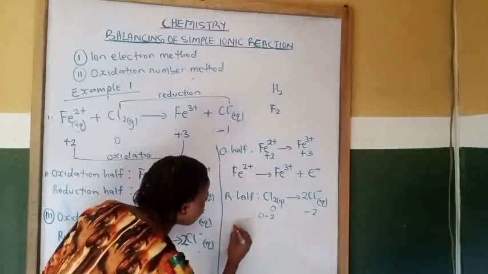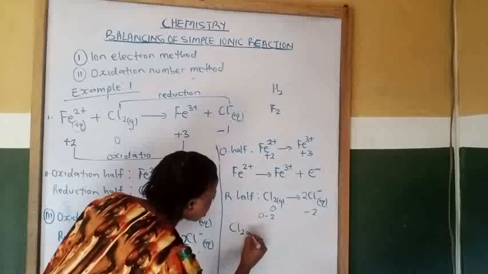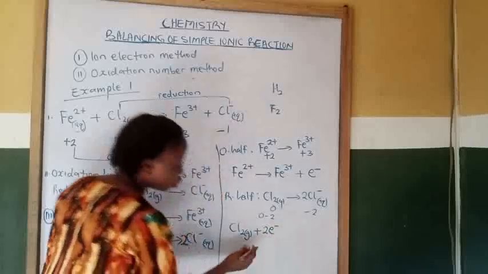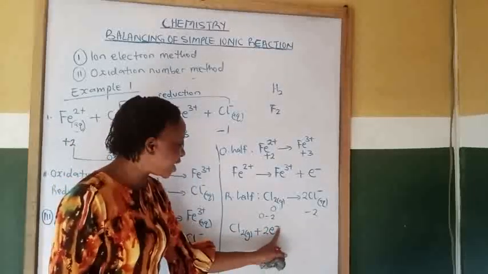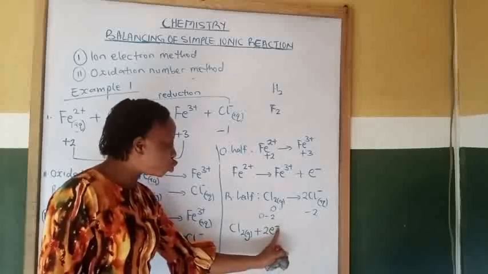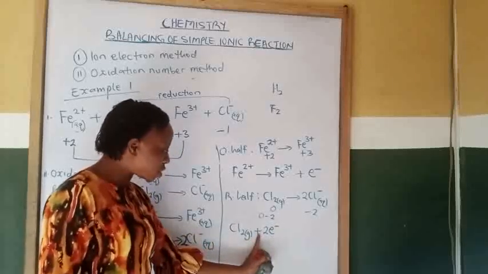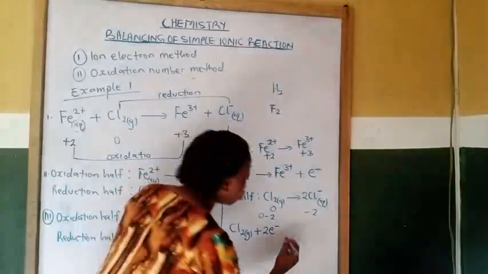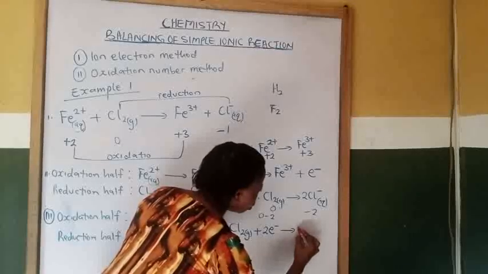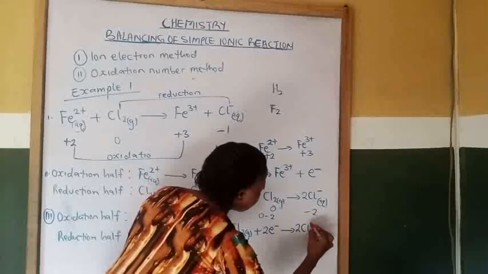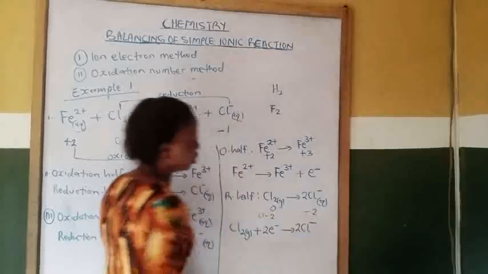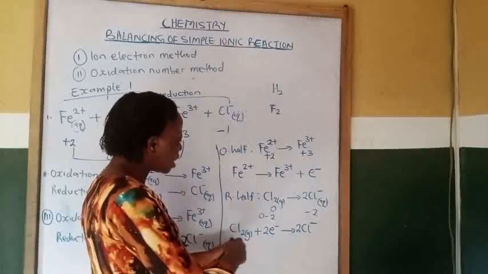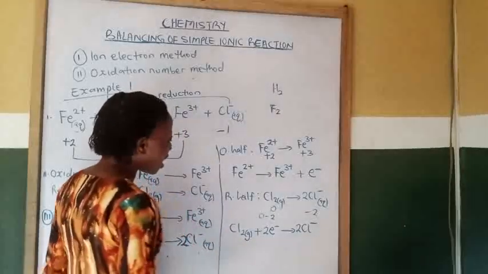So our half reaction will now be Cl2 gas plus 2 negative electrons. This 2 negative electron is the same thing as minus 2, because minus times plus will give me minus. It will give me minus 2e, equal to 2Cl minus. So let's calculate the number of electrons at both sides.